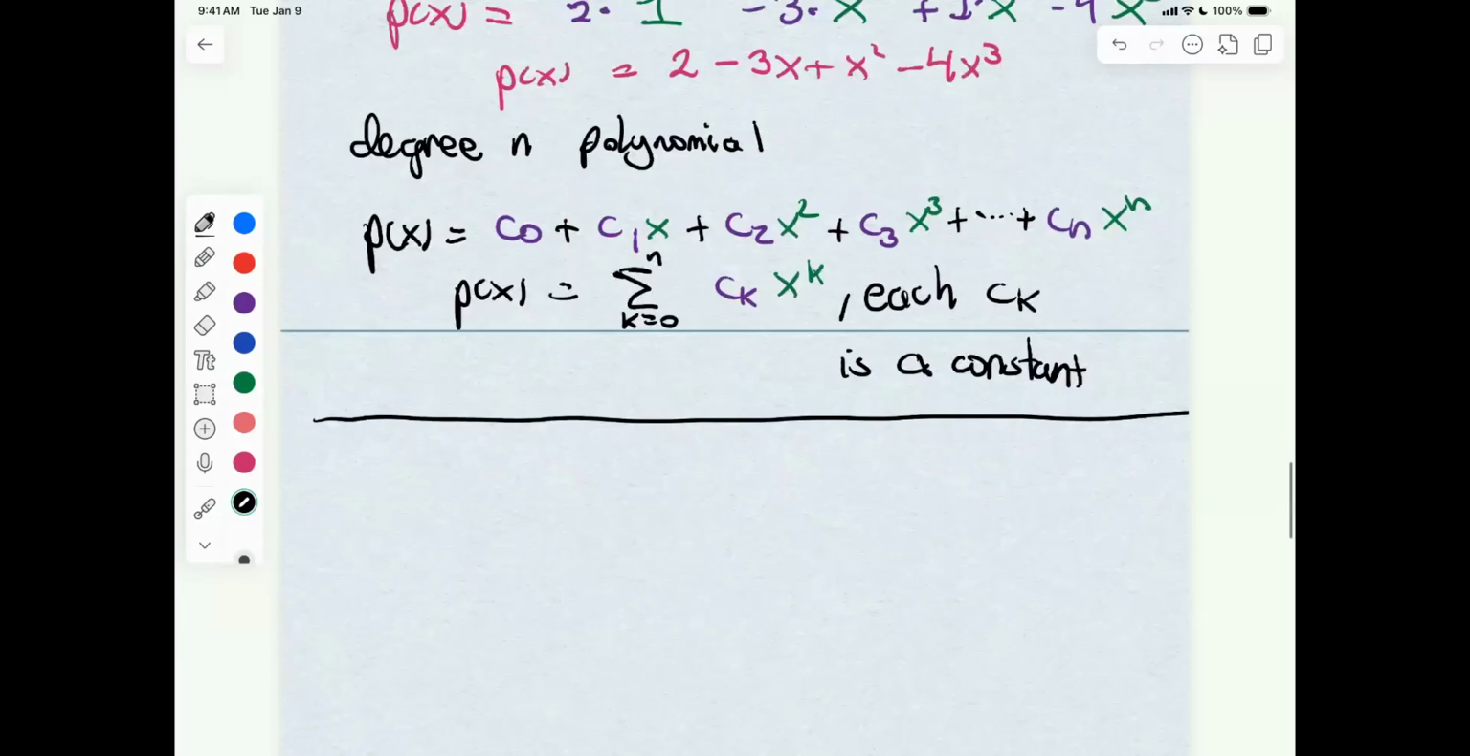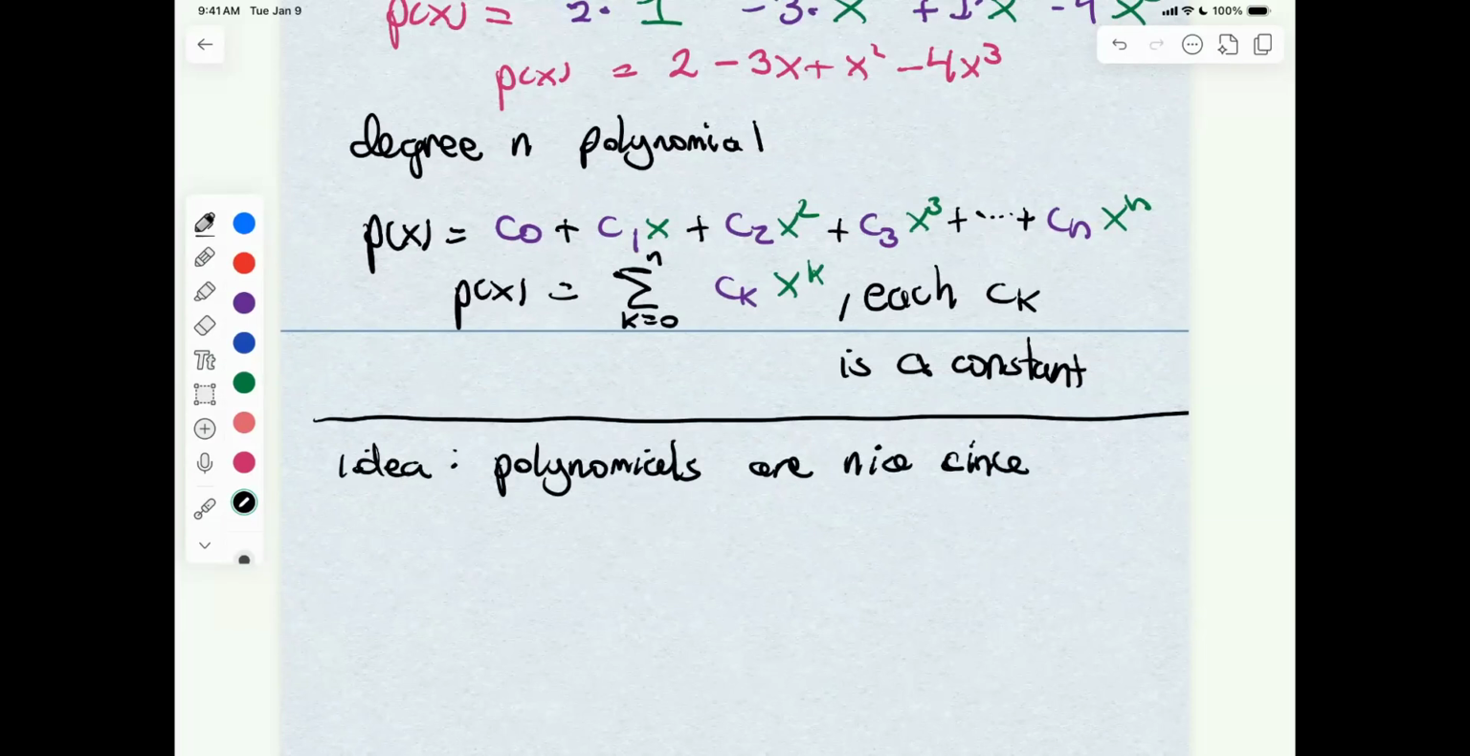So the idea is that polynomials are nice, since, I'll put that in quotes, that's kind of the statement in mathematics where you shouldn't worry too much about making it more precise. But the friendly functions, most functions that you have studied, can be approximated by polynomials, and we'll study how to do that.